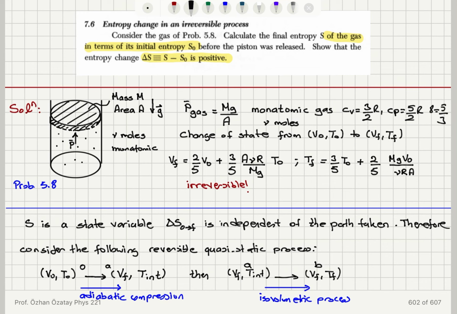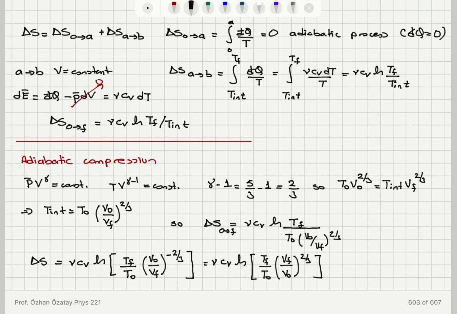So I chose to use adiabatic compression and then an isovolumetric process. For the adiabatic process, the entropy change is 0 because the đQ is 0. For the isovolumetric process, the đQ is equal to dE, which is nu Cv dT. So the integral of nu Cv dT over T gives nu Cv ln T final over T intermediate. I use the adiabatic compression, T V to the gamma minus 1 is a constant, in order to calculate the temperature here.